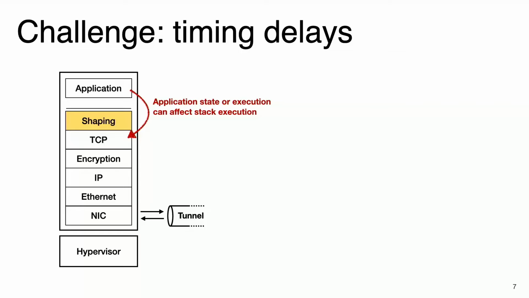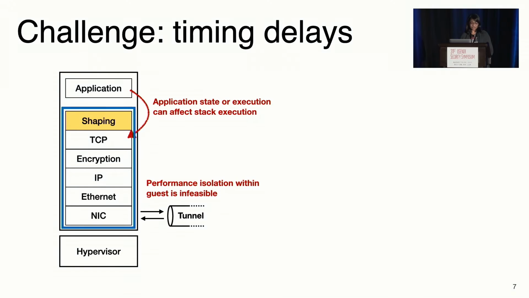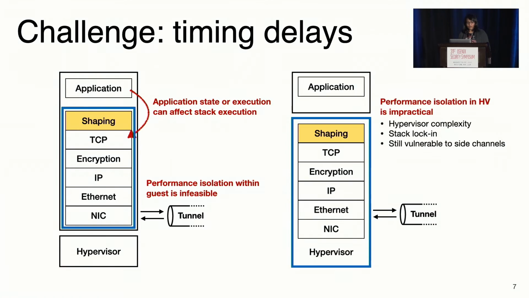To prevent such leaks, we must performance isolate the network stack right from the shaping layer, but ensuring performance isolation within the guest is almost infeasible. We could try to move the entire stack into the hypervisor, but even this is impractical because it makes the hypervisor's design complex. It forces the guest and its tenants to use the network stack provided by the cloud provider, which causes vendor lock-in. And moreover, simply moving the network stack into the hypervisor is still not sufficient to prevent side channel leaks into the tunnel.